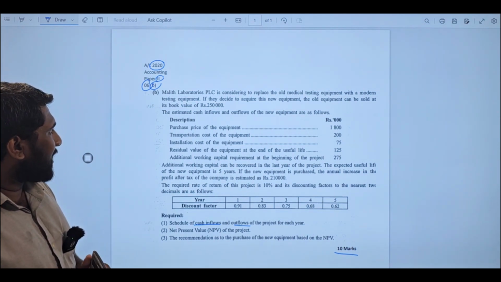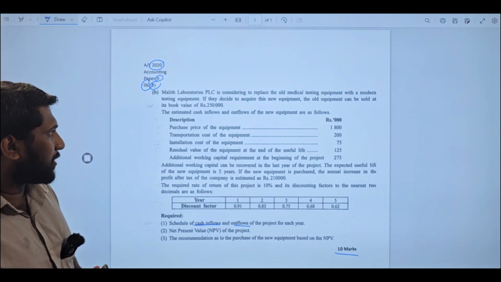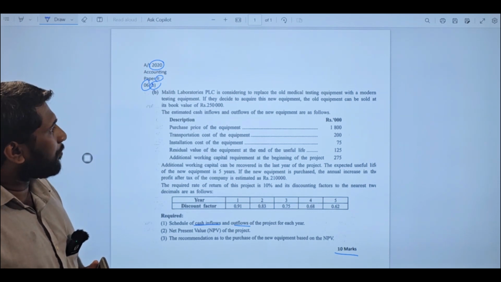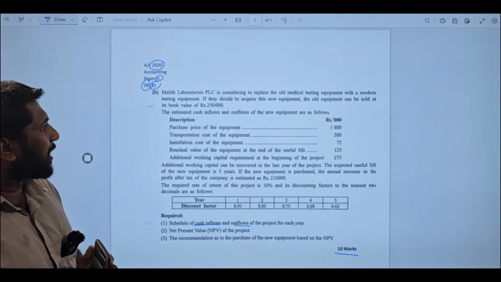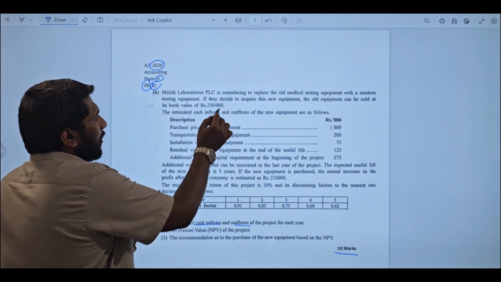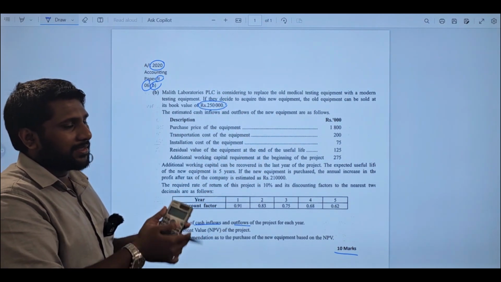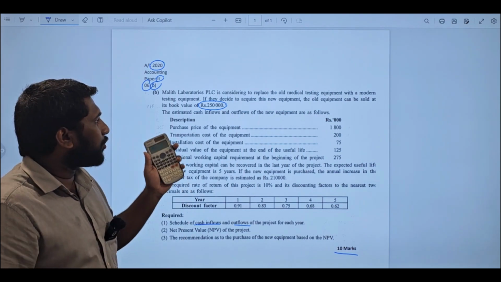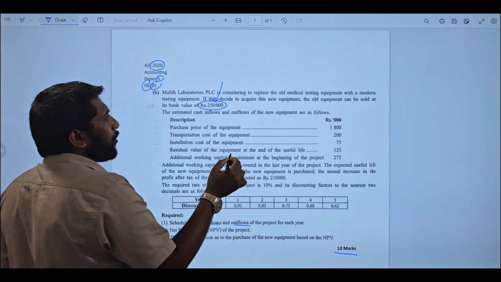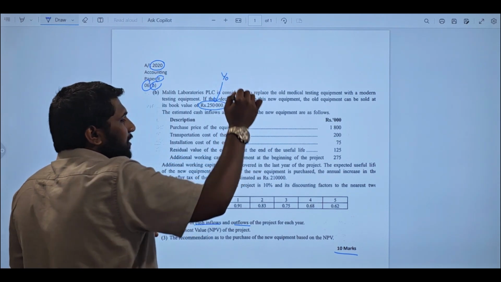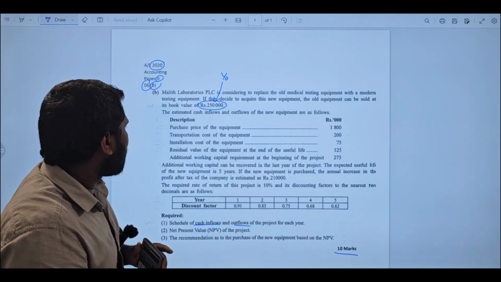Malik Laboratories PLC is considering to replace the old medical testing equipments with a modern testing equipment. If they decide to acquire this new equipment, the old equipment can be sold at a book value of 250,000. So what they are telling, if we purchase the new asset, we can sell the old asset for 250,000. So this is a cash inflow which is going to happen in year 0, because by selling the old asset you will get money. So it is cash inflow.